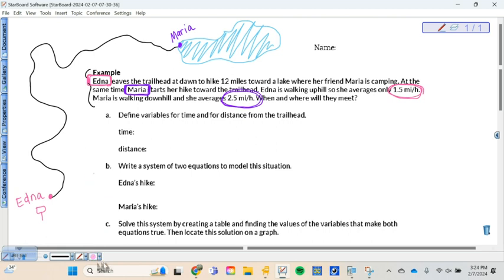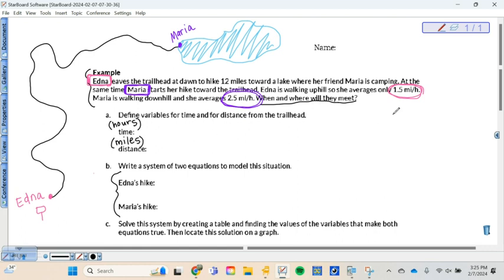So we are going to set up a system of equations to model this situation. And then we can use that to solve our question, when and where are they going to meet? Because they're going to meet somewhere along the trail, but we don't know where and when yet. So there's two different variables we're looking at. We're looking at time and we're looking at distance. What unit am I using for time? Yeah, good. Hours. And what unit am I using for distance? Good.